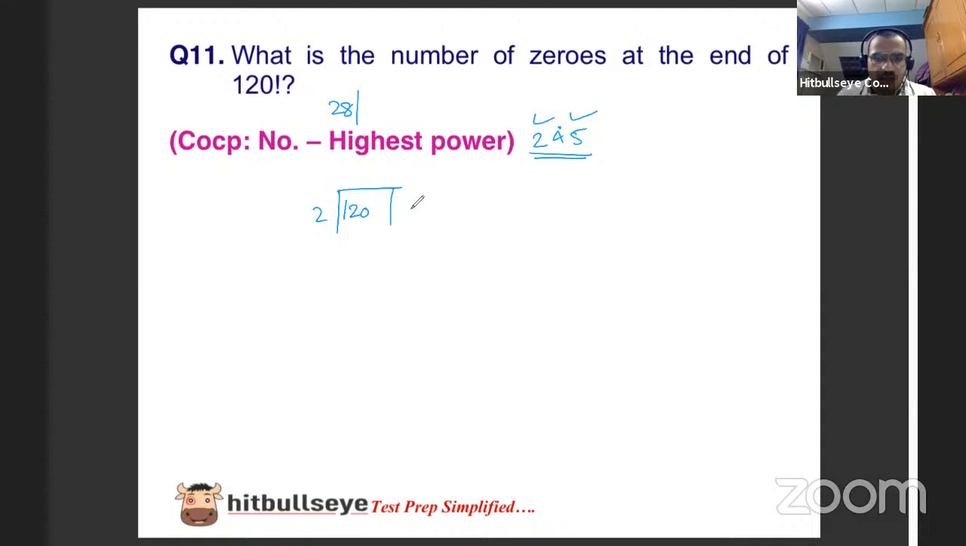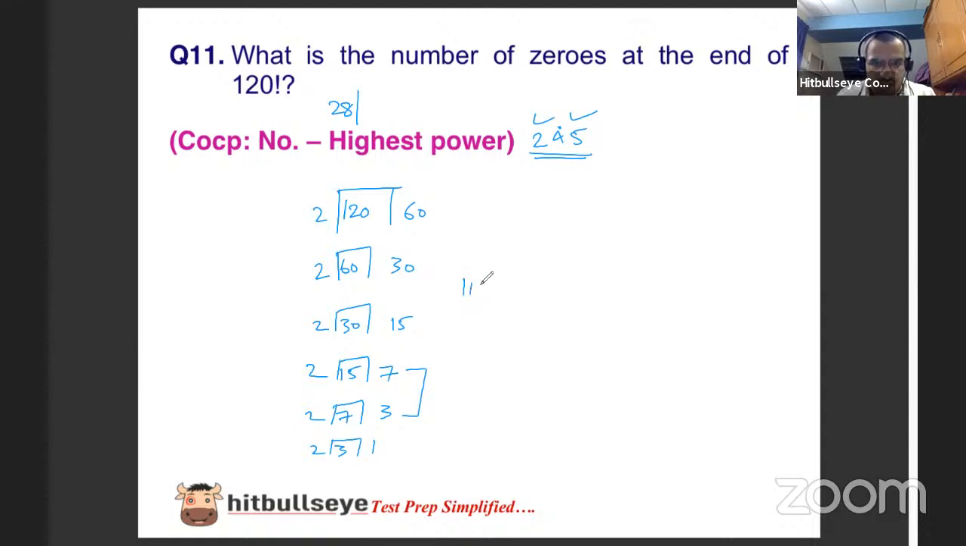So 120, I got 60. Whatever is the divisor, I will be dividing it further with the same number. 30, 15, 7, 3, 1, and that is all. So I'll sum it all up. I get 60 plus 30 is 90, 90 and 15 is 105, and 7, 3, 1 makes 116. 116 is my highest power of 2 which is possible.